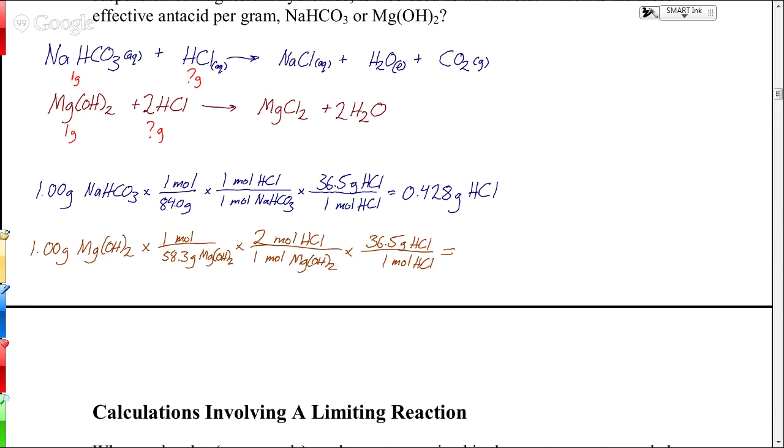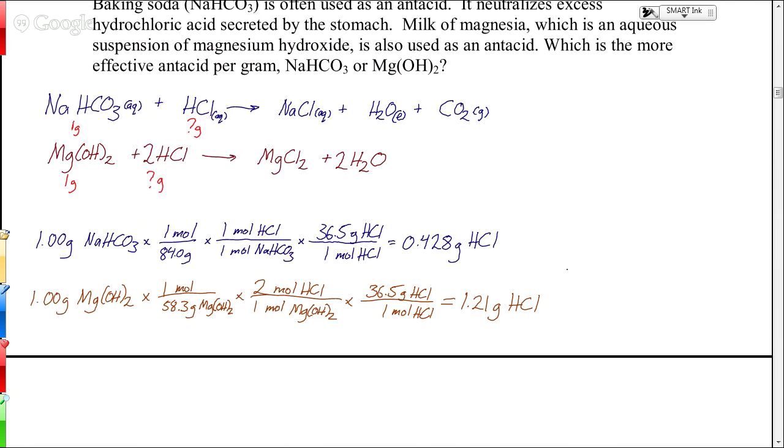And what does that one come out to? Like 1.2 something? 1.221? Okay, so how would you answer the question then? What's the more effective antacid per gram? Yeah, the magnesium hydroxide neutralizes almost 3 times as much HCl per gram. And we needed to calculate those masses to figure that out.